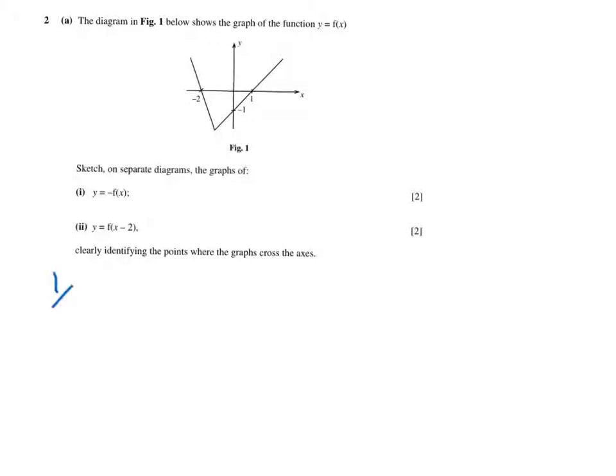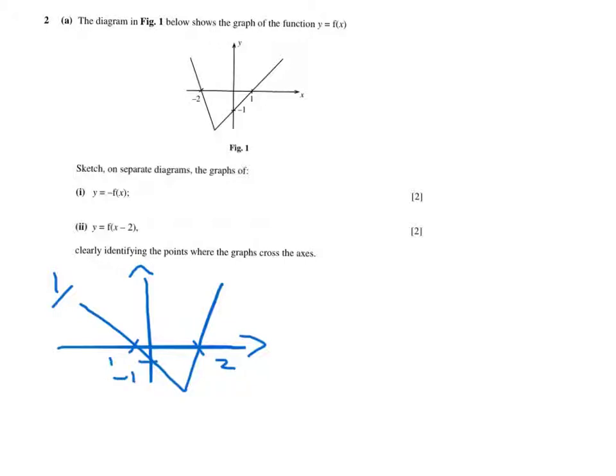2a part 1. Minus f of x is a reflection in the y-axis. So the line will move. Minus 2 will become plus 2. 1 will become minus 1. And it will continue to cut the y-axis at minus 1.